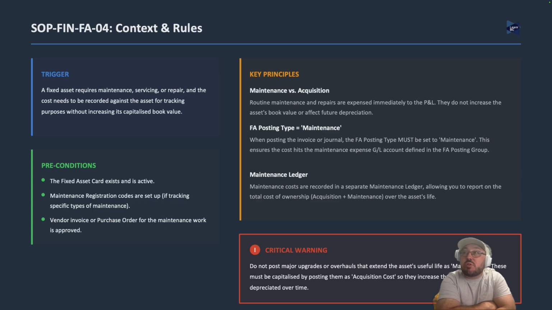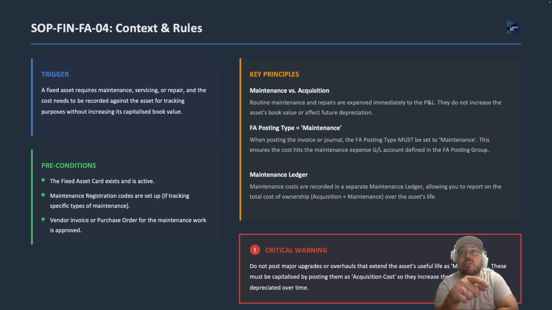The vendor invoice or purchase order for the maintenance work is approved, so we're going to make one just for maintenance. And the key principle here is maintenance versus acquisition. Routine maintenance and repairs are expensed immediately to the P&L. So an expense just gets expensed on a monthly basis. They do not increase the asset's book value or affect future depreciation. However, when we go to run an asset report, it gives us all of its maintenance as well as its depreciation, etc. So the fixed asset posting type equals maintenance when we're on that purchase invoice, as seen in SOP-3.